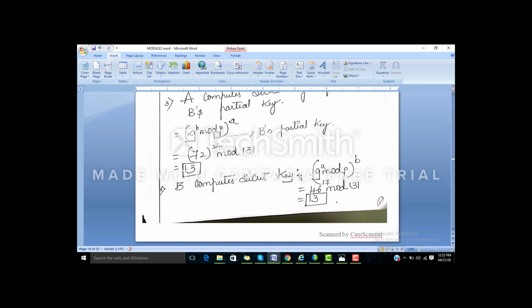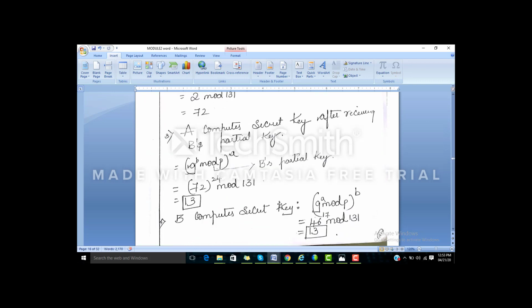Similarly, B also computes the shared key. It also uses the formula G to the power a mod P, to the power b, where b is its random number. So finally we get the answer 13, and we can observe in this way that the shared secret key has been created, which is 13, and is the same on both sides. Okay, this is the whole concept here, students.